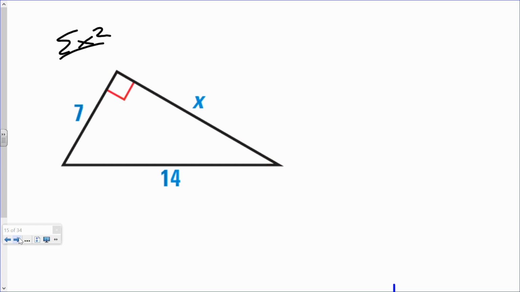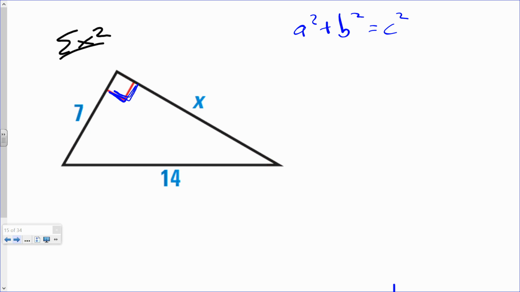All right. Diagonals. This is a right triangle? Yeah. How do you know? 90 degrees. So I know Pythagorean theorem works. So I'm going to state my Pythagorean theorem. A squared plus b squared is c squared. One leg to the second plus another leg to the second is equal to hypotenuse to the second.